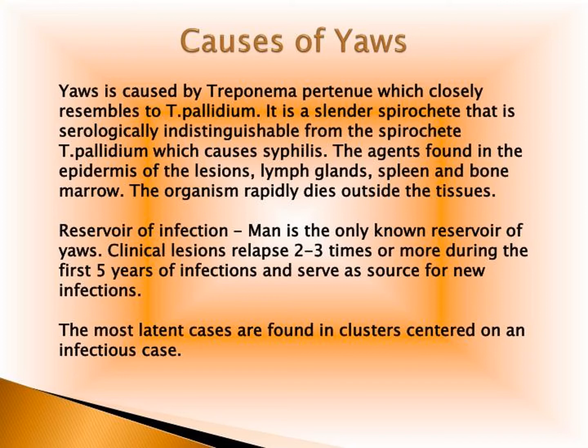And the clinical lesions that you see in the image in the prior slide will relapse 2 or 3 times or more during the first 5 years of infection and serve as a new source for new infections, right? So the most latent cases are found in clusters centered on an infectious case. So in essence, yaws itself can be spread to other people who are coming into contact with these infectious lesions, but it's not as virulent as, let's say, another treponemal disease like tuberculosis is.